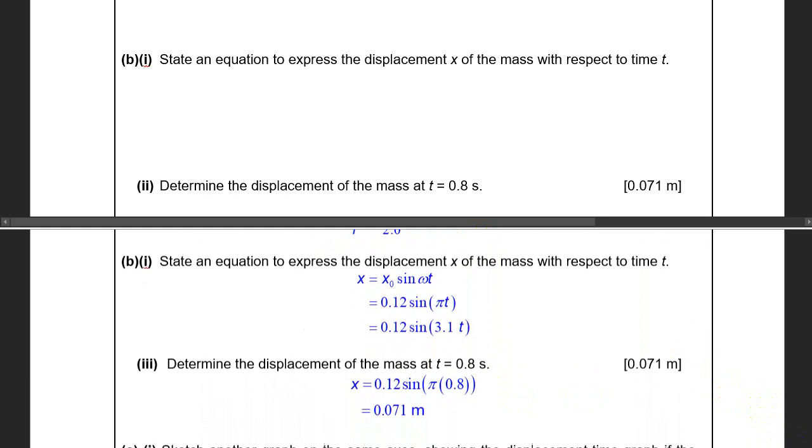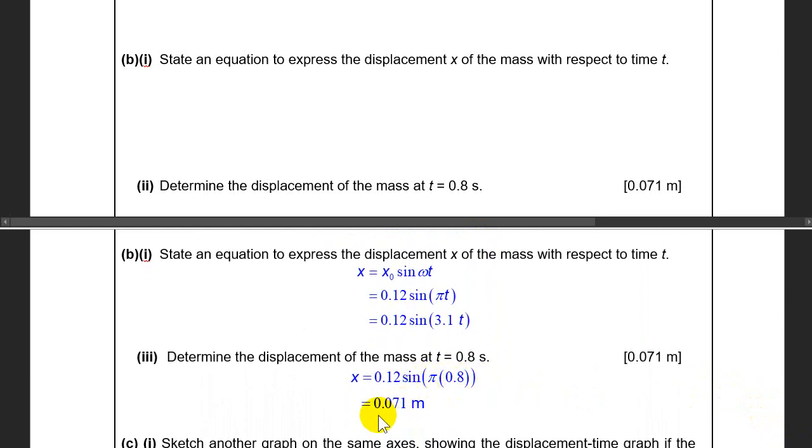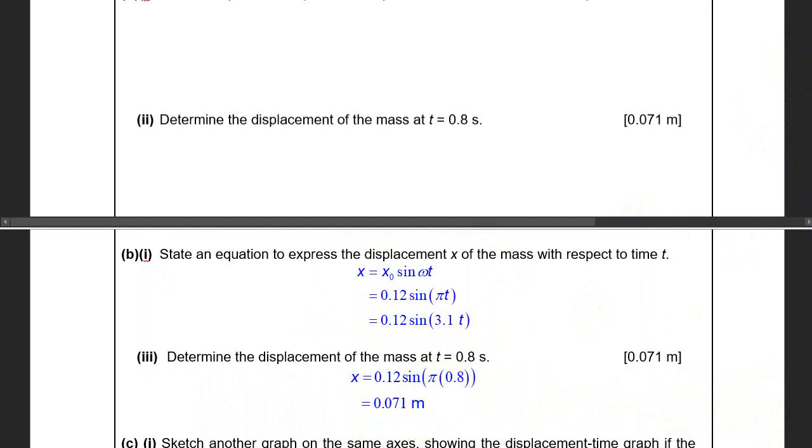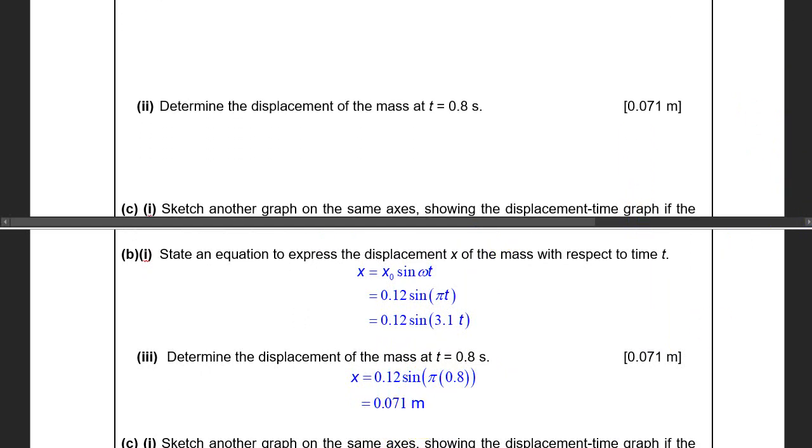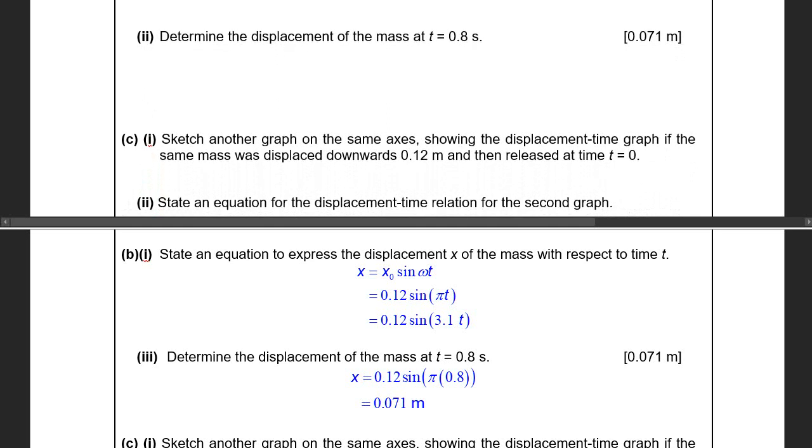So you sub in, and you get 0.071 meters. Give it to about 2 or 3 SF. Over here, you can either use 3.1 or you can use pi. It doesn't matter. Both will give you around this answer.